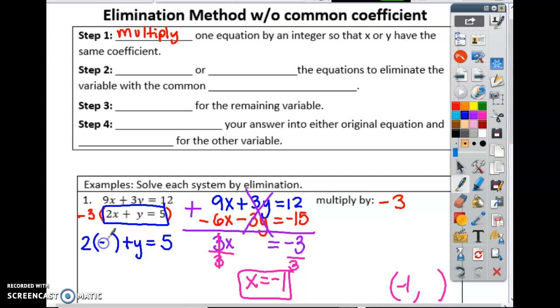And my x is negative 1. Okay? So what's 2 times negative 1? Negative 2 plus y equals 5. And then move the negative 2 over. Change the sign. Plus 2. So what's 5 plus 2? 7. My y equals 7. Okay, so right here I would just put 7.